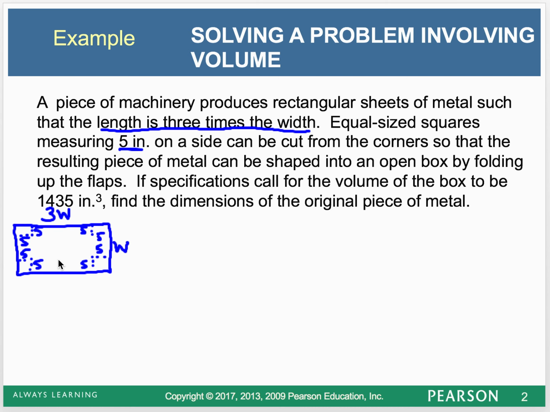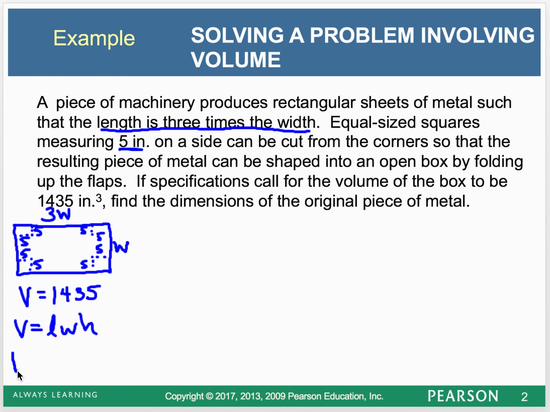So the volume of the box is 1,435. That's all the information it gives us. It asks us to find the dimensions of the original piece of metal. So I also need to know the formula for volume is length times width times height. Okay, so here's my volume of my box.